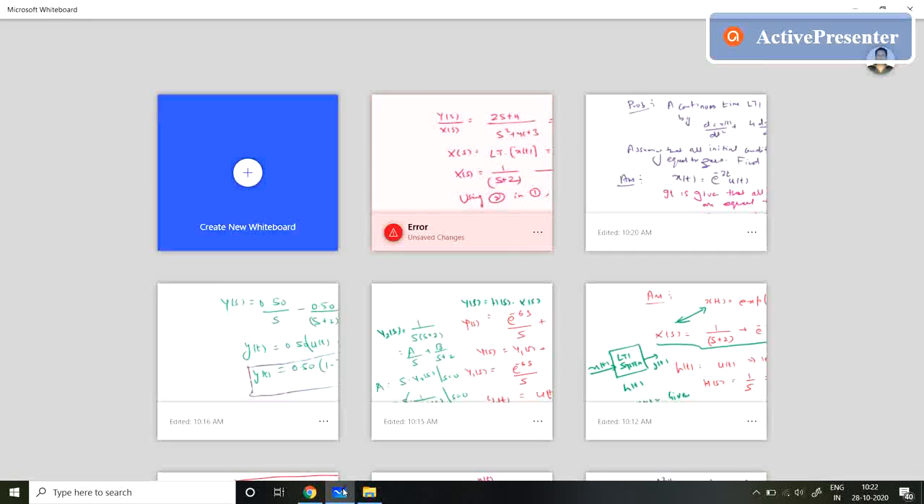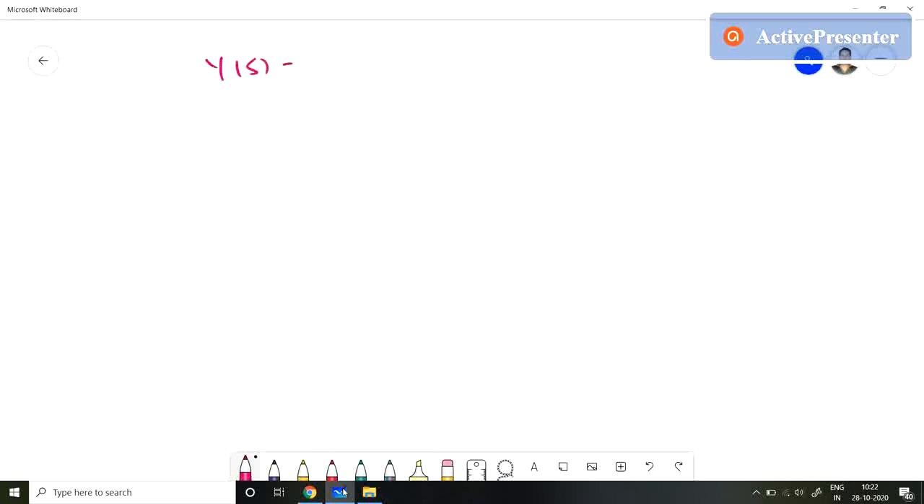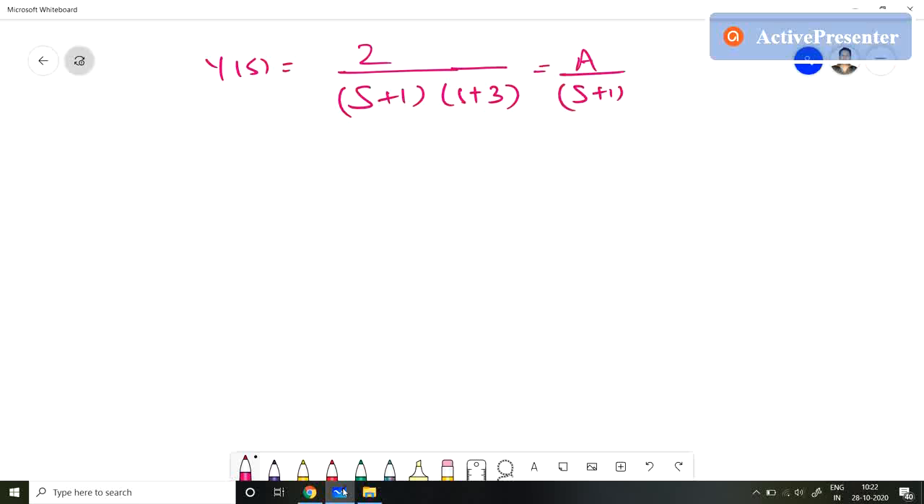So further we can solve it. So Y(s) is equal to, further we can solve this. So what we will get? We will get 2 divided by (s plus 1)(s plus 3), which is equal to A divided by (s plus 1) plus B divided by (s plus 3). So we can just find out the values of A and B.